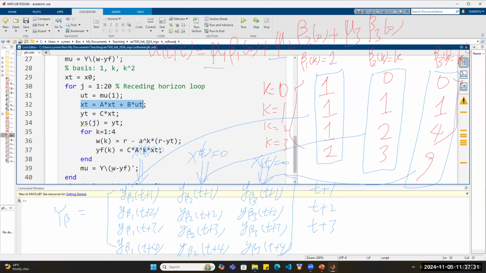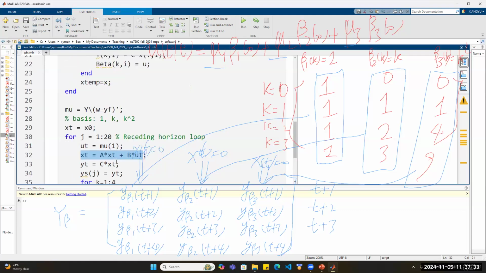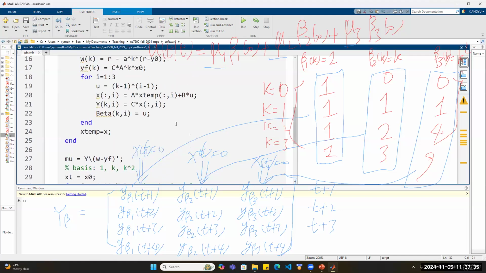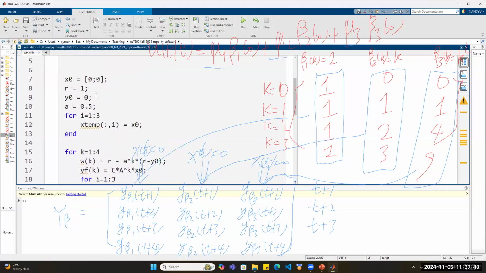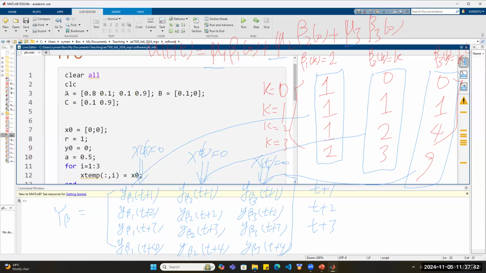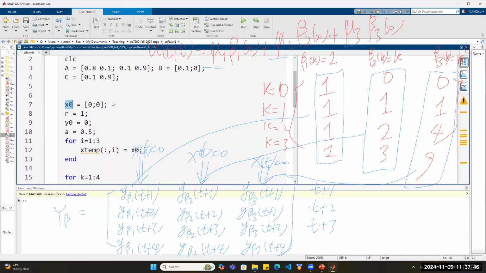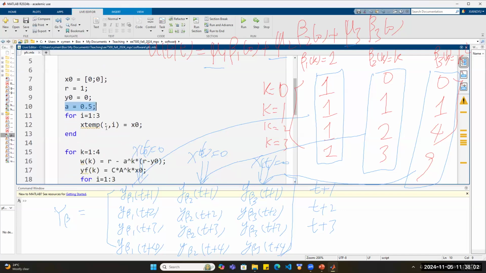Now let me show you a very simple MATLAB code for how to calculate this Y beta matrix. Let's start from here. We define A, B, and C. At the beginning, we assume x t is 0, 0. The reference set point is 1. For the output, the initial state is 0, so the initial output is 0. This alpha is 0.5, used to calculate the reference trajectory.